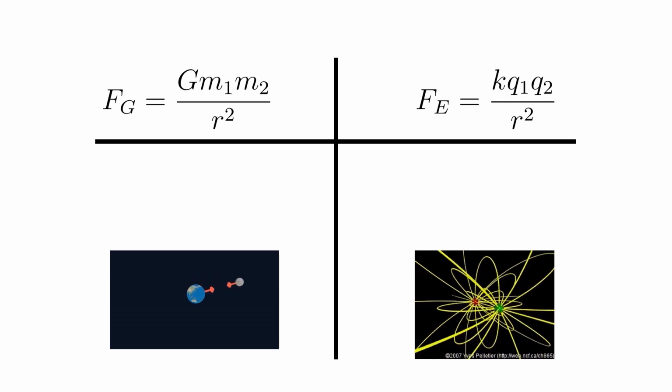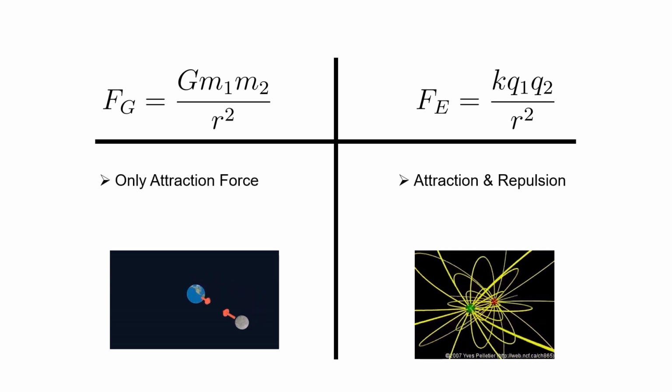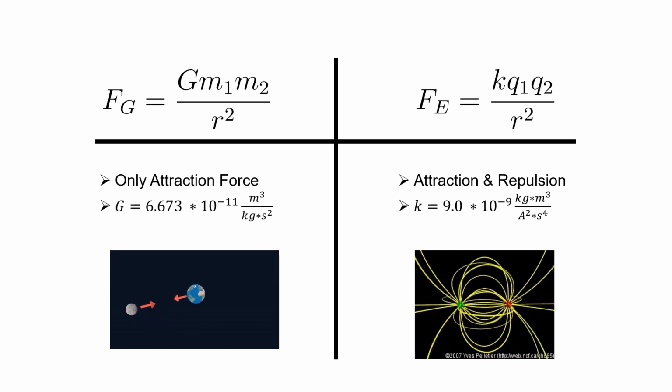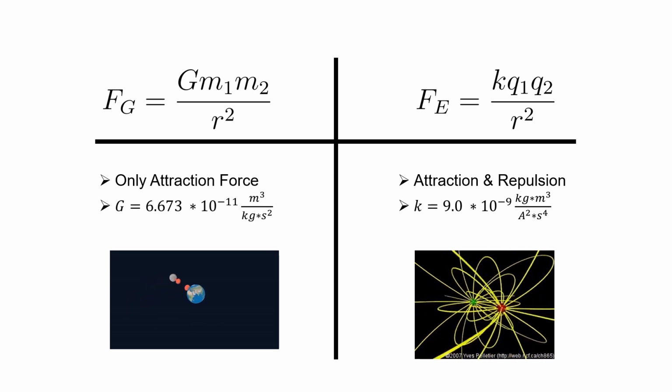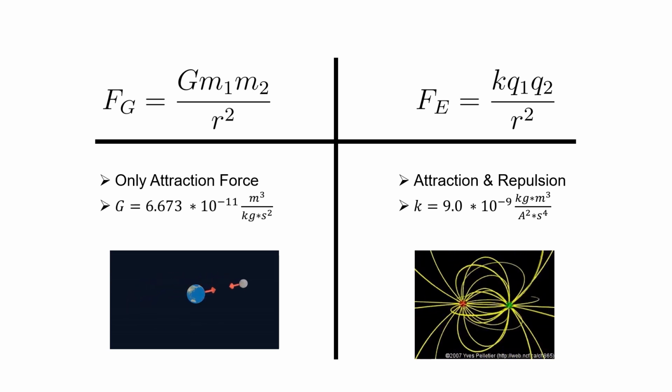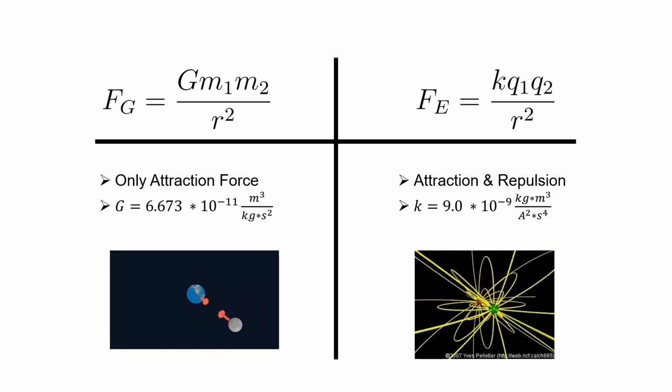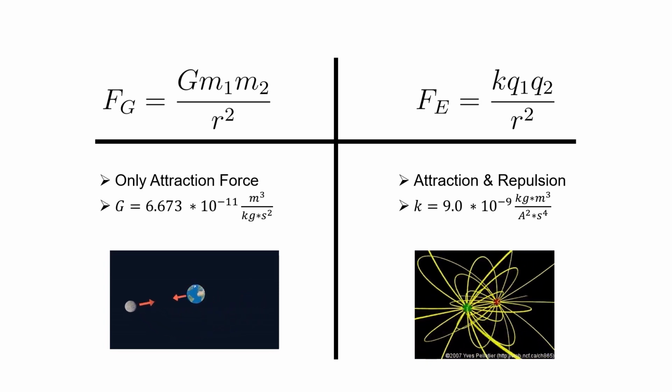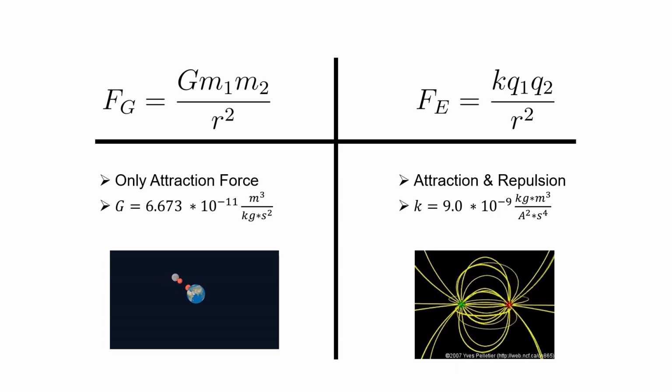Also, if you just look at the magnitudes of both the constants of G and k, you can see that the k value is much larger than the G value, which shows that the electric force is a stronger force than the gravitational force.